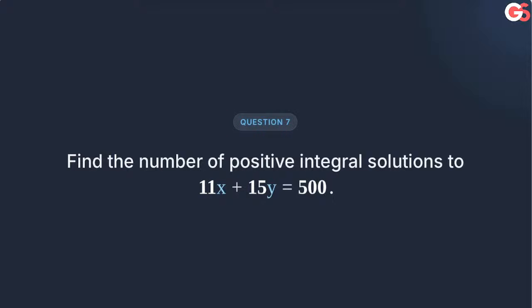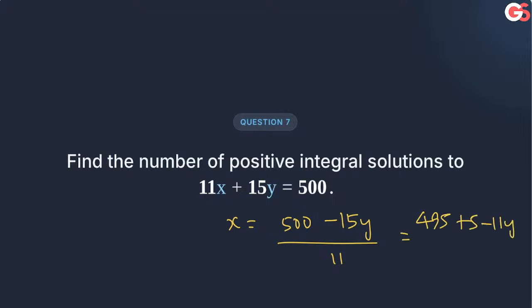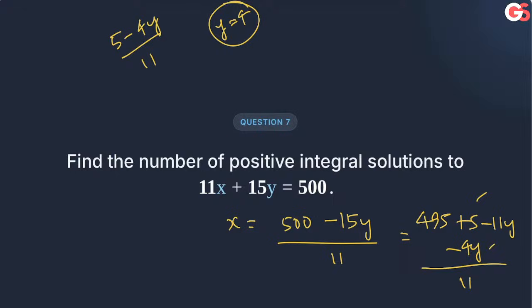So I can write x as 500 minus 15y whole upon 11. Now what? So 500, 11 ka, है ना? So 495 plus 5 minus 11y minus 4y upon 11. I'm concerned only about this 5 minus 4y. So 5 minus 4y upon 11 needs to be a multiple of 11. How is it going to be possible? Possible somehow if I get 11, but here I won't get 11, I get minus 11. How? If I put y as 4, I get 5 minus 16, that is minus 11. So y is definitely 4.